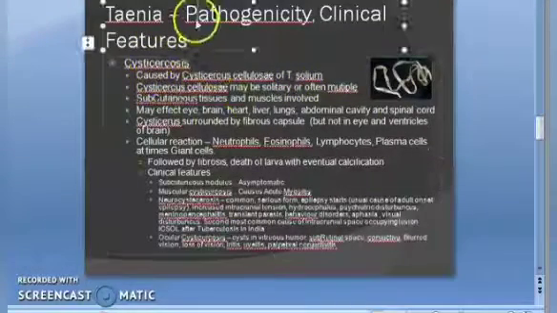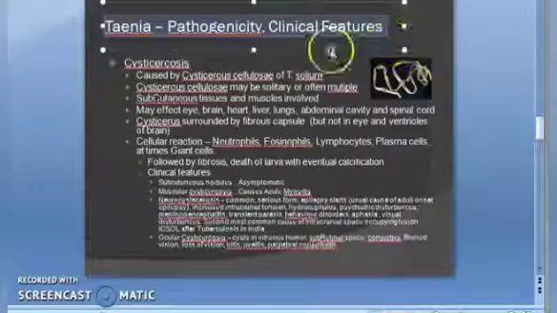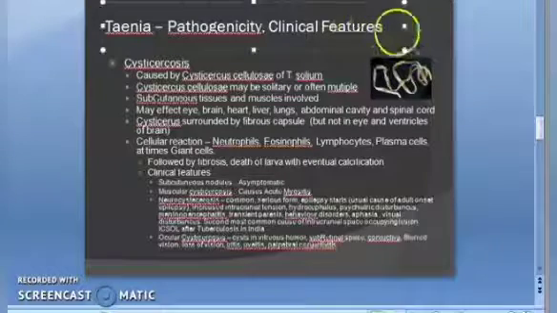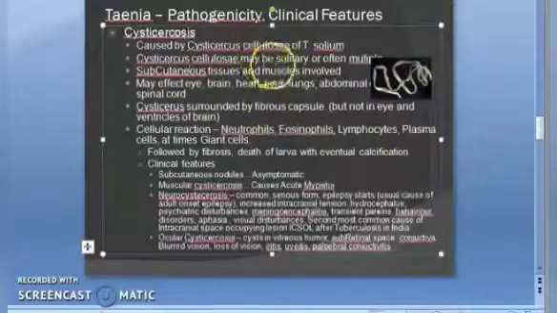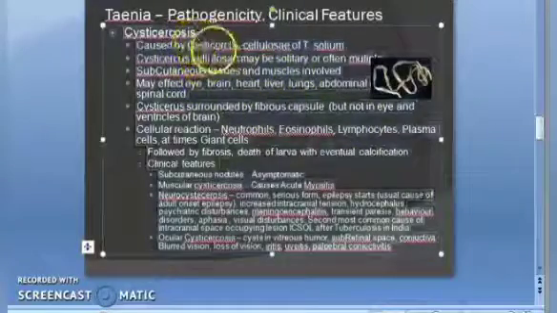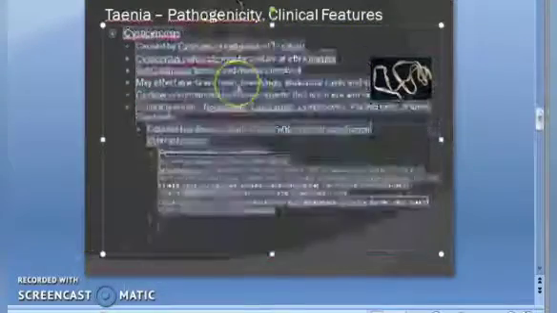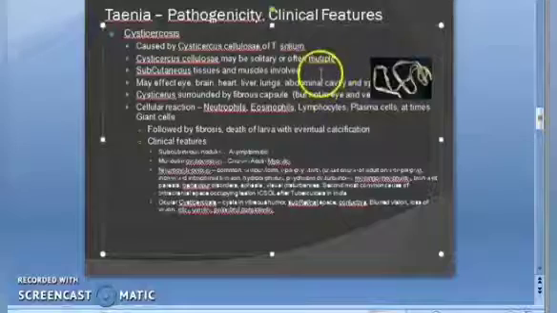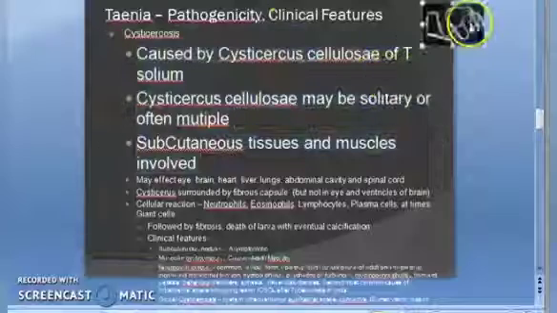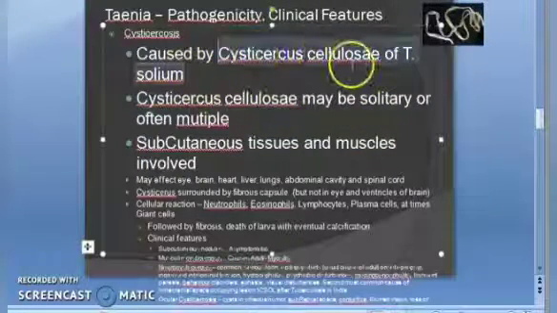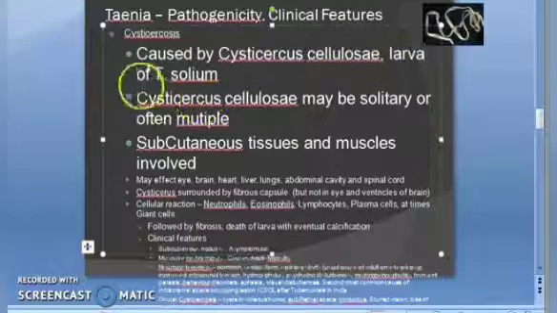Now coming to cysticercosis, let us look at the clinical features of cysticercosis. Cysticercosis is caused by the Cysticercus cellulosae of Taenia solium. That is the larva, correct? Let's look at the first 3 points here. So cysticercosis is caused by the Cysticercus cellulosae, that is the larva of Taenia solium.